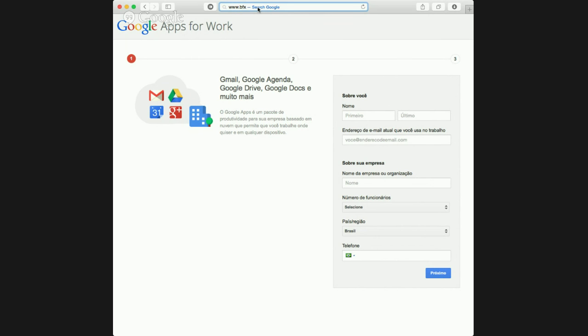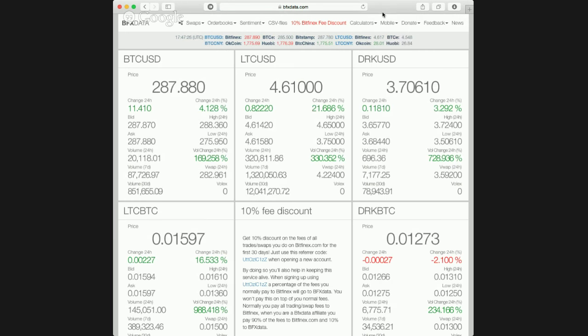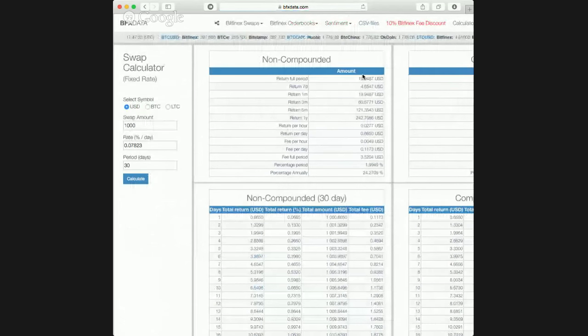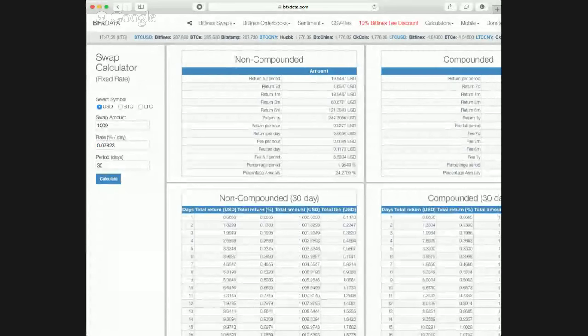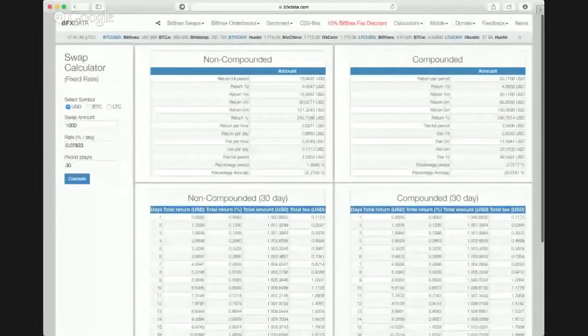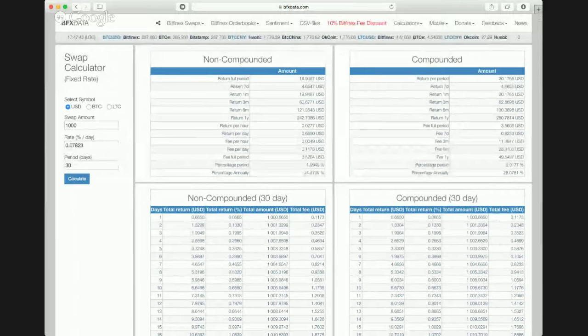It's called VFXdata.com, which is very nice. Okay, here we go. It is something that you can use to calculate, or you can see how the investment will work. As you can see there now, let me open a little bit. Okay, we have two kinds of investment. You have the one that is non-compounded, and the one that is compounded.